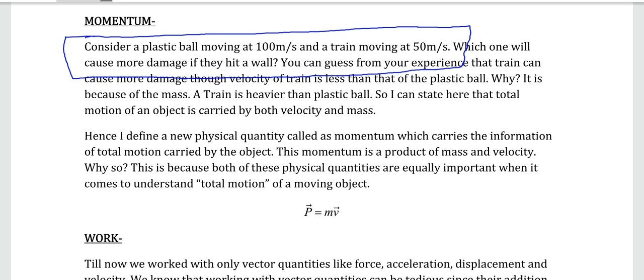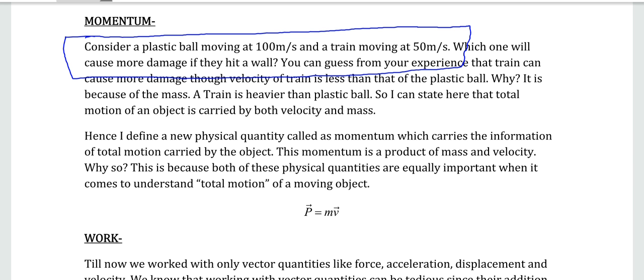So in the example, a plastic ball is coming towards you at 100 meters per second and a train is coming towards you at 50 meters per second. When the train collides with you, you are going to fly a longer distance and fall. But when the plastic ball hits you, all you have is a chest pain, not more than that.